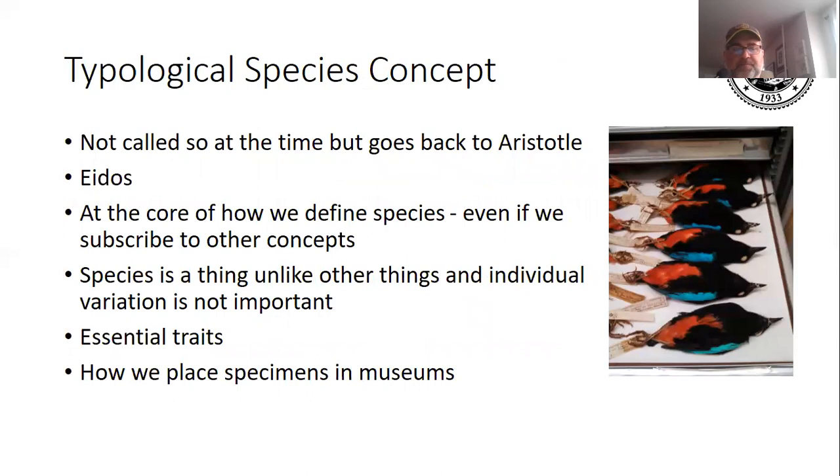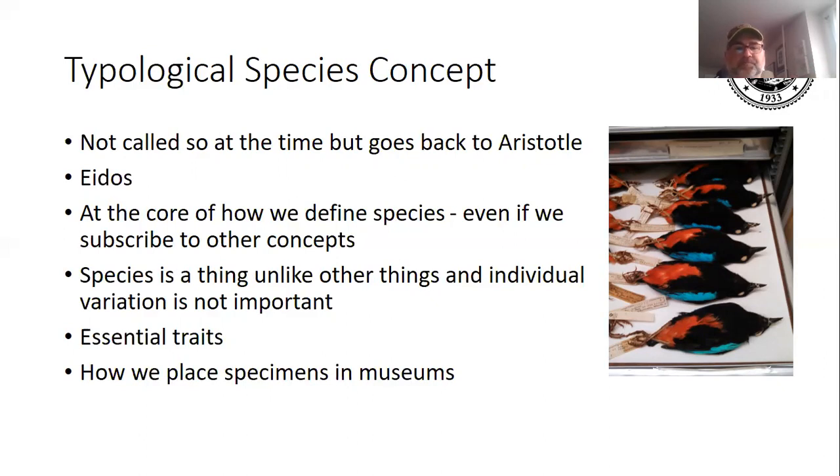So I'll begin with what I consider the most intuitive species concept out there, and it's sort of an umbrella for all the other species concepts. It's called the typological species concept, which is how we naturally think about species. This goes way back to Aristotle and his concept of eidos. Eidos is the essence or the idea of something, and so it exists in our heads, and all the actual entities we see out there are imperfect manifestations of this idea.